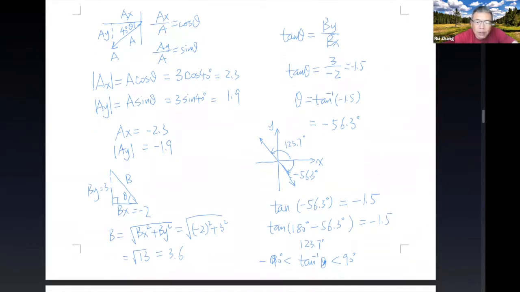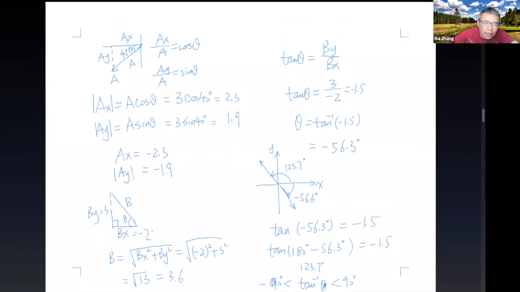Well, there is this ambiguity for tangent. You may say, what if I use sine or cosine? Can you use sine inverse or cosine inverse? For example, in this case, to get the same angle, you can use sine inverse of by over b, or cosine inverse of bx over b. Okay, you can do this. However, each one of these has ambiguity. Maybe not for this specific case, but for a vector in some other quadrant, there's always going to be ambiguity here.